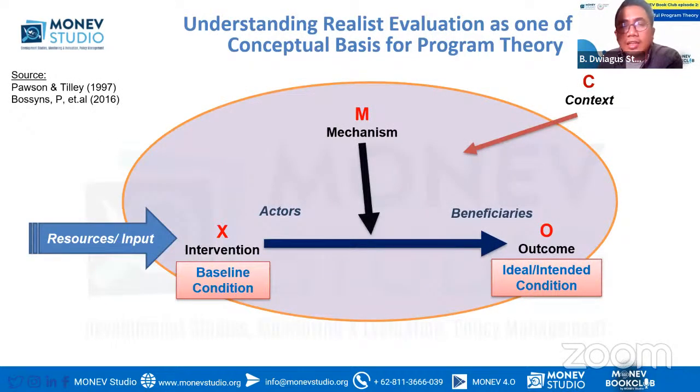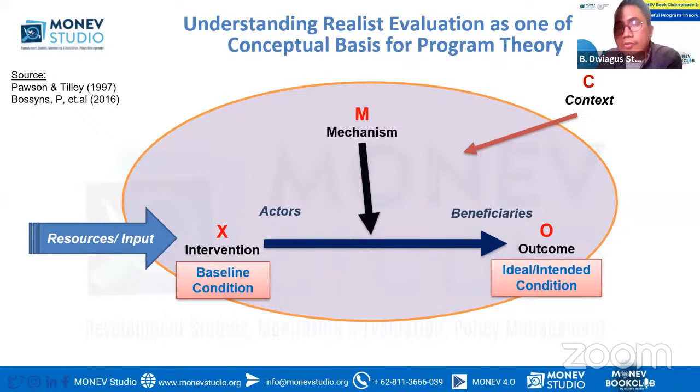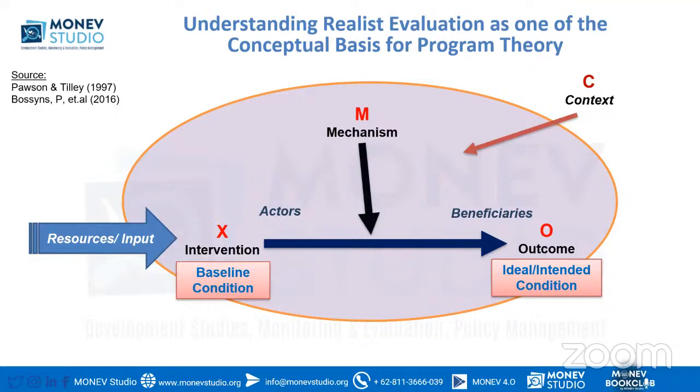And like I said, there are so many theoretical backgrounds, but I found realist evaluation by Pawson and Tilley very clear as a conceptual basis for program theory. To achieve outcomes, or to get to the ideal or intended conditions, you need to be clear about what you put in as resources, what you're trying to do, and what the mechanisms are, the explanation of why your intervention leads to the outcome.